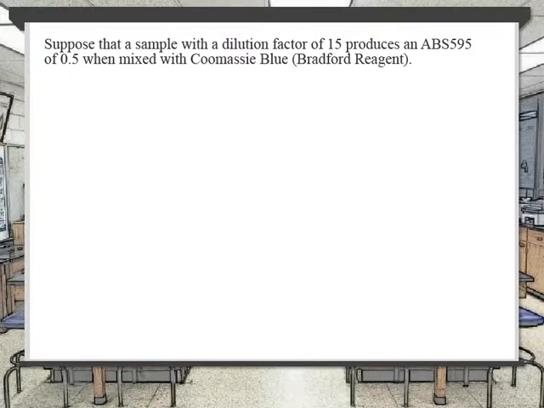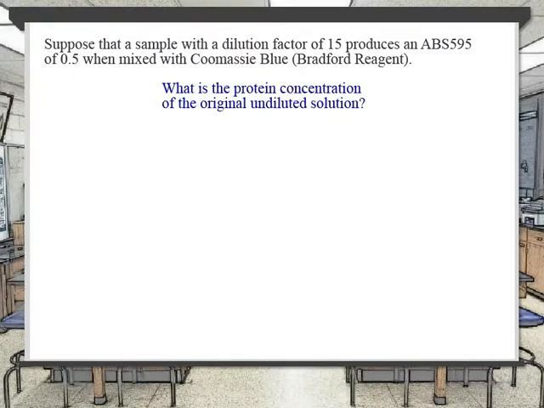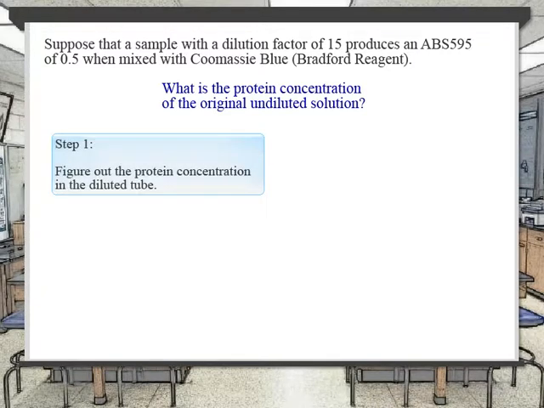Suppose that a sample with a dilution factor of 15 produces an absorbance of 0.5 when mixed with Coomassie blue, which is the Bradford reagent. And we want to know ultimately what is the protein concentration of the original undiluted solution. The first step in this question is to figure out the protein concentration in the diluted tube.